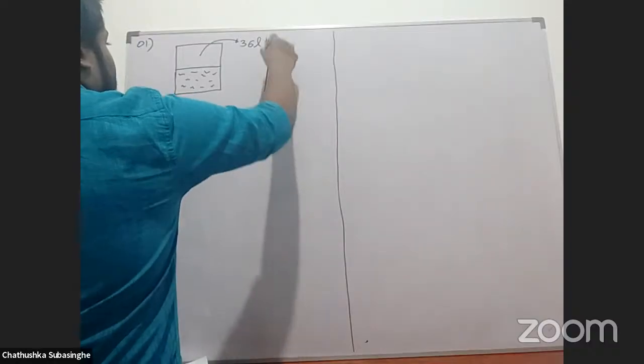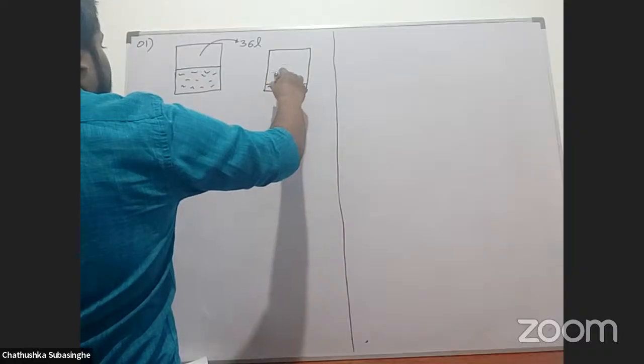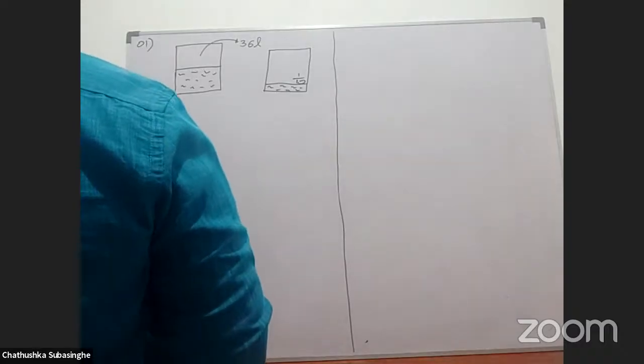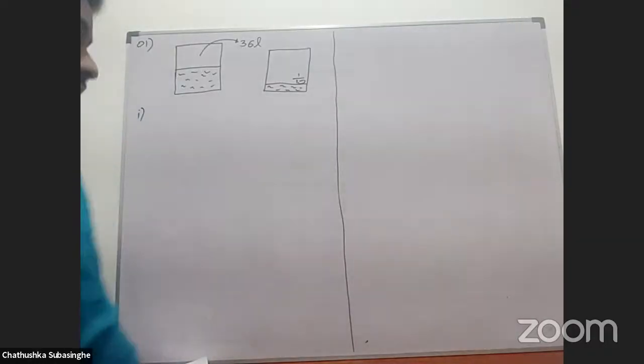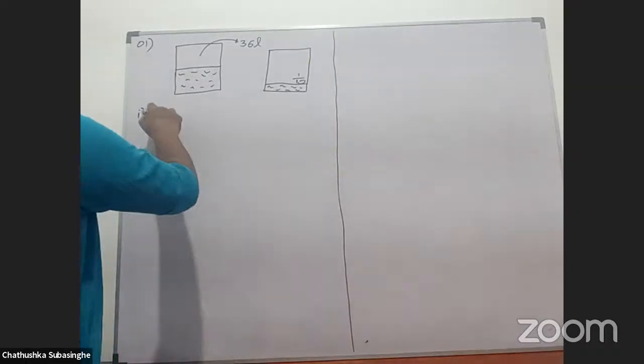So after they remove this 36, we are left with 1/10 of the tank. This is 1/10. Right, so the very first question, Roman number 1, says: what fraction of the total capacity of the tank is the amount of oil removed? So we have to find how much oil they have removed from this tank. That's what they are asking in the very first question. So we can just find the fraction that was removed.